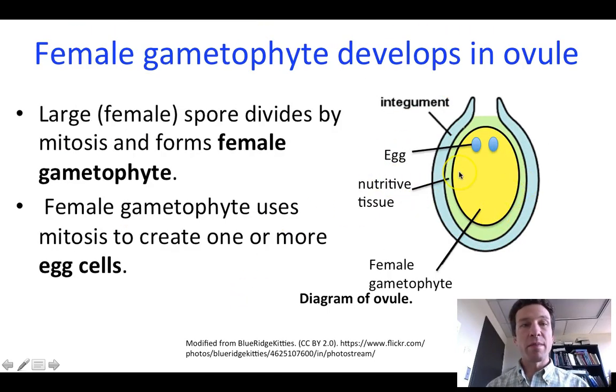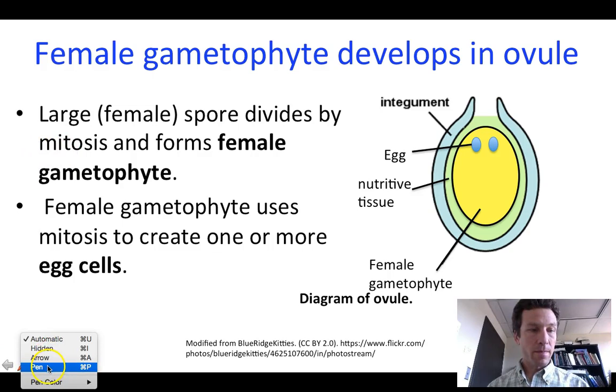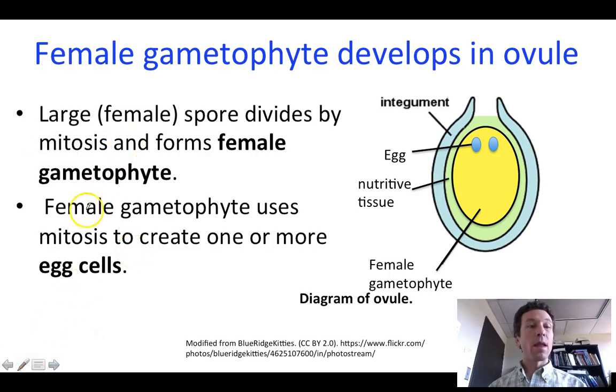The spore in here is the female spore, and so it is going to divide by mitosis. When it divides by mitosis, it is going to form a multicellular female gametophyte. We can see that on our diagram over here. The spore used to be something small in the middle. It is now this large structure. And the female gametophyte, remember, is haploid. So by the process of mitosis, it can make haploid egg cells. And depending on the kind of plant, it might make one or more than one of these. On this diagram, it's made a couple of eggs.